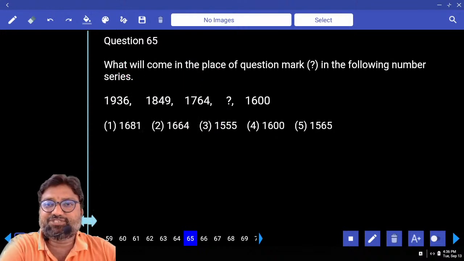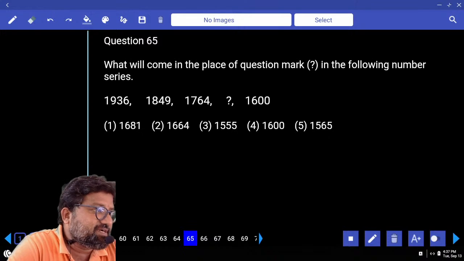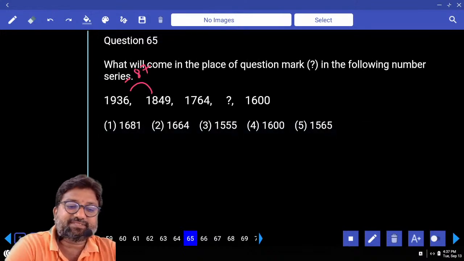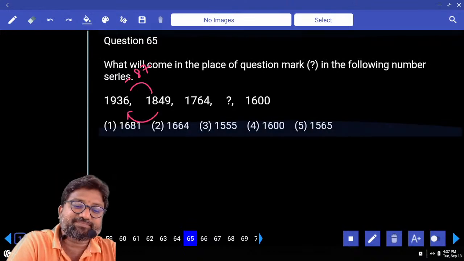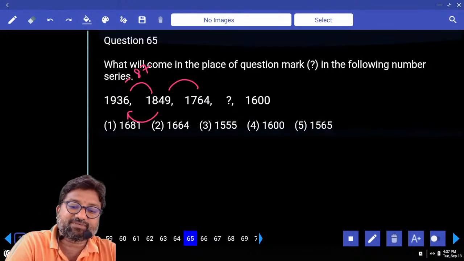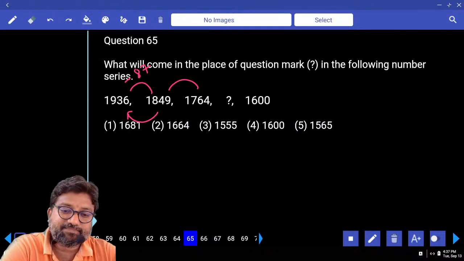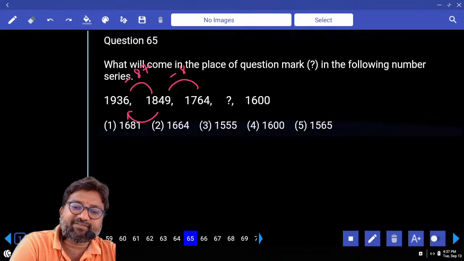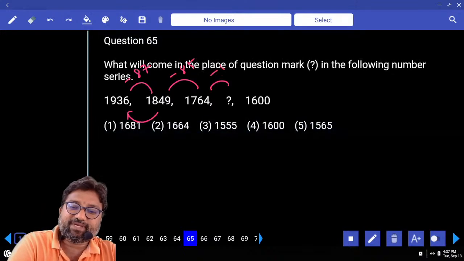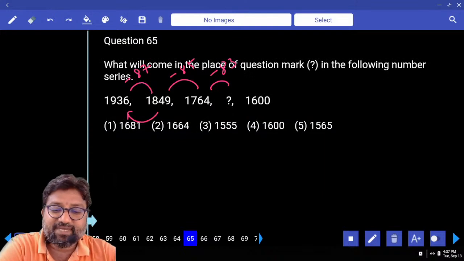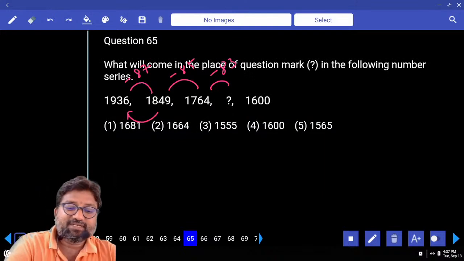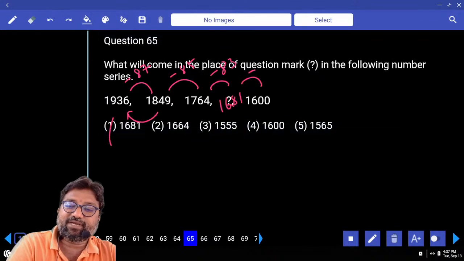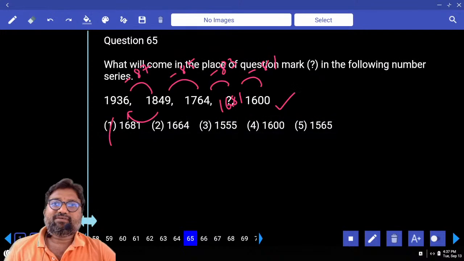గ్రాడ్యువల్ హ్యూజా గ్రాడ్యువల్ డిక్రీజ్. మనం ఏం చేస్తాం విల్ గో ఫర్ ద డిఫరెన్సెస్. మైనస్ కొడితే minus 85, minus 8, what will be? తర్వాత ఏమవ్వాలి? మైనస్ అయింది కదా. ఎస్.